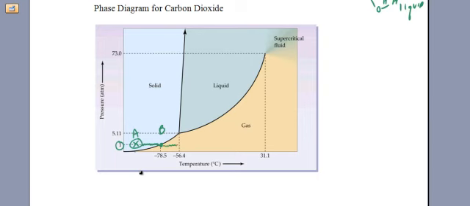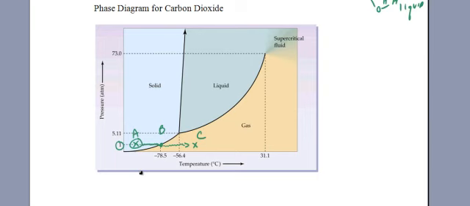And then as you continue to warm it up, it's going to be carbon dioxide gas. Let's just say right there. So carbon dioxide goes directly from a solid to a gas under normal pressures. That's why frozen carbon dioxide is called dry ice, because it does not pass through the liquid phase at normal pressures. Now, does that mean that carbon dioxide does not exist as a liquid?